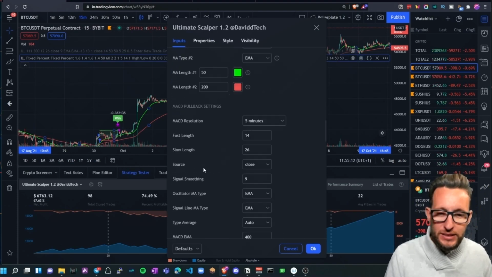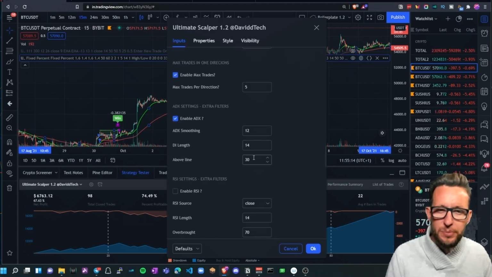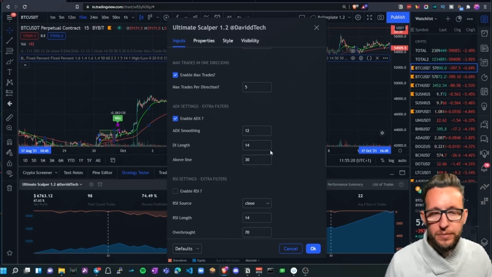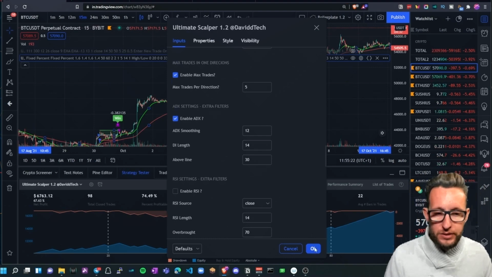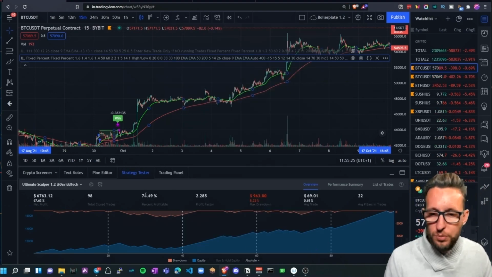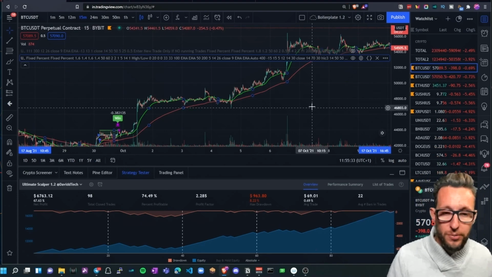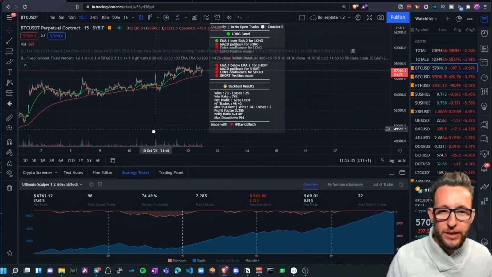Okay, so I'm going to remove that, and my settings for that would be, oops, very quickly back to the cog here. Right, my settings for the ADX would be above the line 30, 12 for smoothing, and 14 for the DI length. So that's the number of lengths back. Okay, that's fantastic. So we have a 74% win rate, almost 100 trades, 67% now of net profit, and we have a 2.2 profit factor.